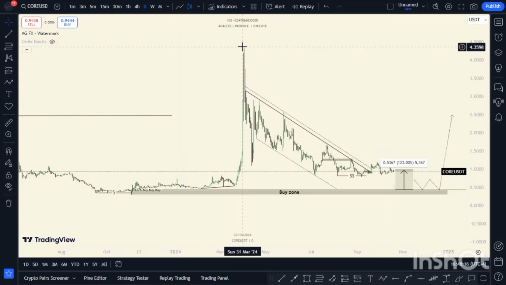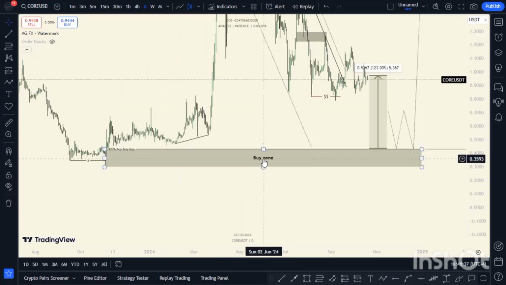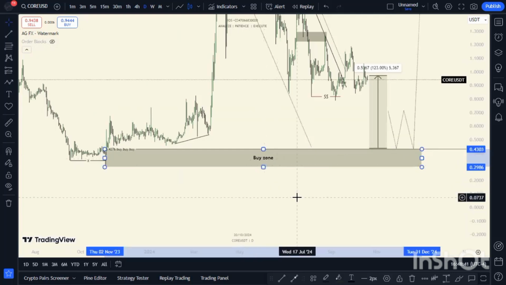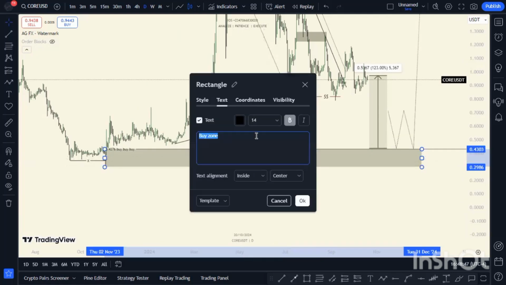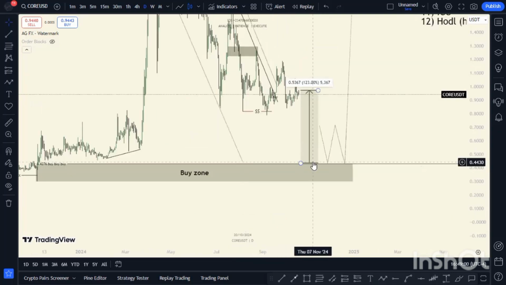Okay. Hope you can see. That means we can buy Core now. So you can see what I wrote down here, Buy Zone. I want to increase the font. Right. So you can see what I wrote down here, Buy Zone. And me, I'm still expecting Core to drop down to around 0.4.